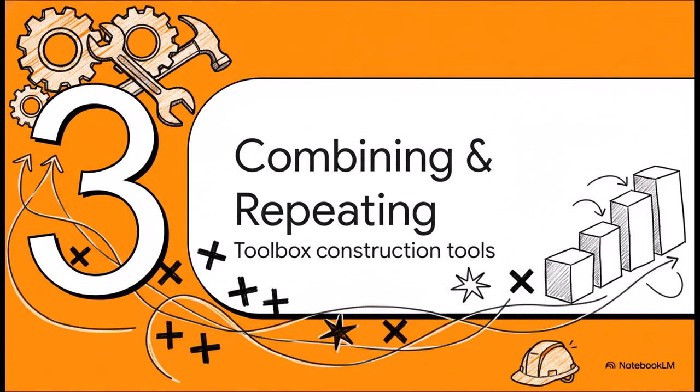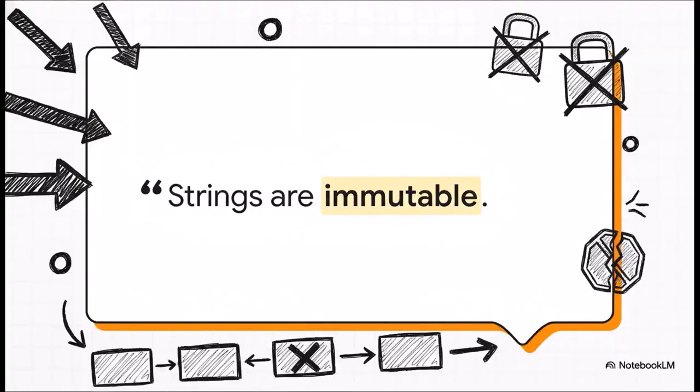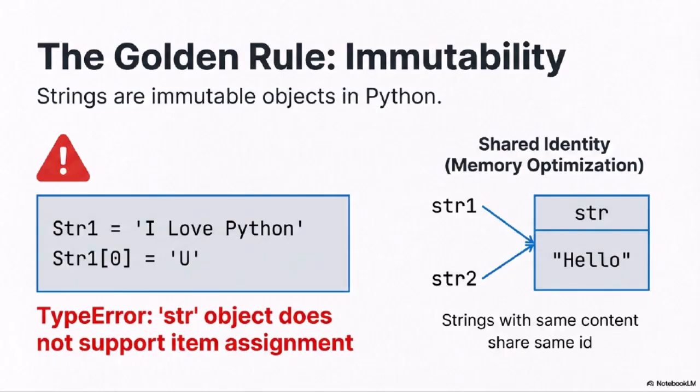Okay, we've inspected our strings. Now, let's start building stuff with them. Time to pull out the construction tools from our toolbox. But first, there's one critical rule you have to know. In Python, we say that strings are immutable. That word, immutable, is just a fancy way of saying unchangeable. Once you create a string, you can't actually go back and alter that specific string. Anytime you change it, like adding text, what you're really doing is creating a brand new string from scratch.